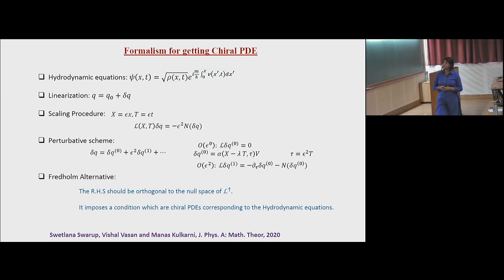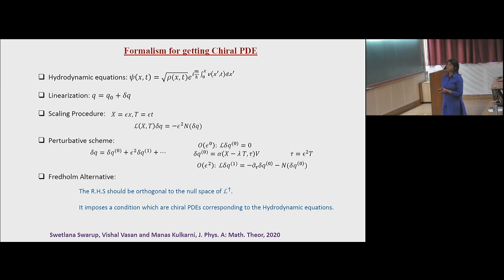So the formalism for getting chiral PDEs starts from writing the hydrodynamic equations, for which we use the Madelung transform. Rho is the density and V is the velocity field. So we get the hydrodynamic equations in terms of rho and V. Next, we linearize the fields about a fixed background. Let's say Q is the rho or V kind of field, Q0 is the fixed background, and delta Q are the linear fluctuations. So at this stage, we get the hydrodynamic equations of the fluctuations.